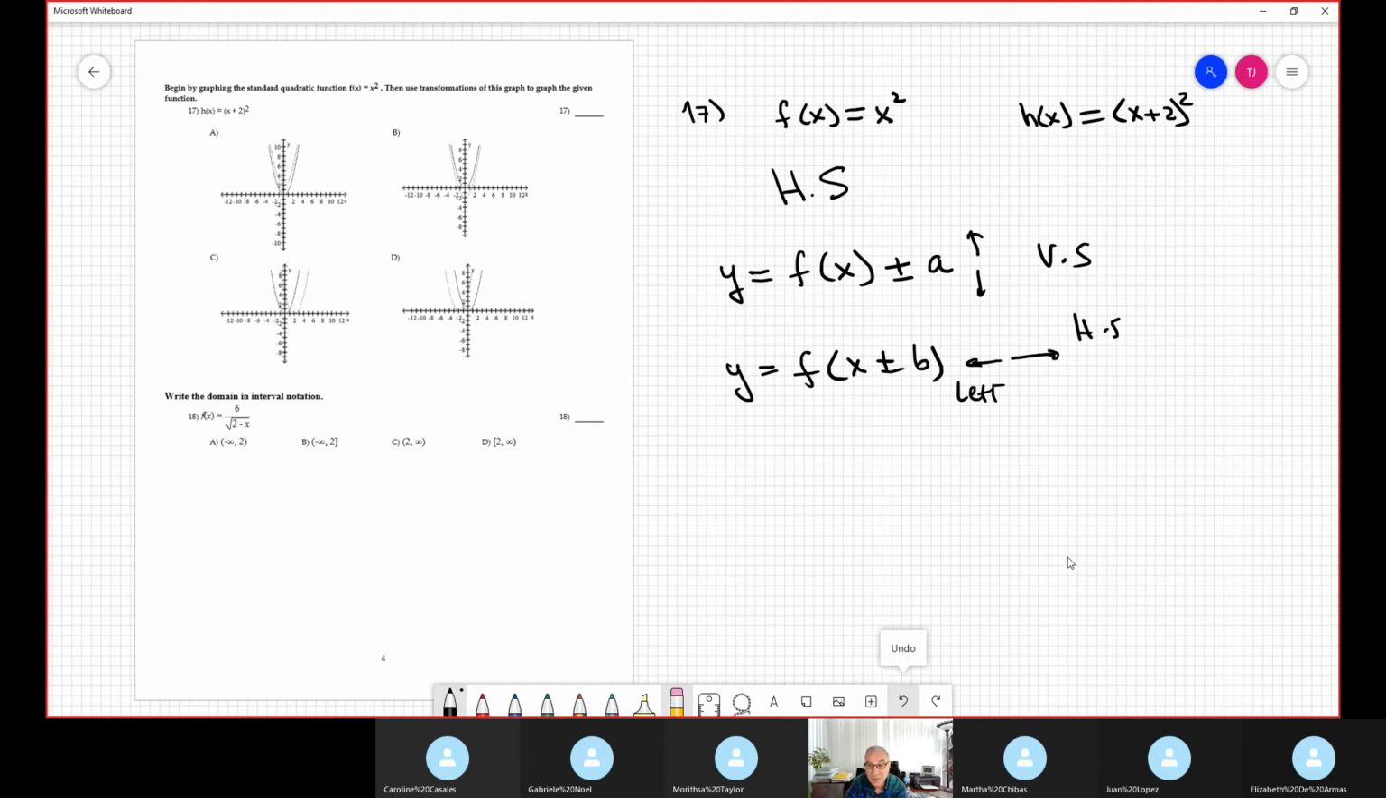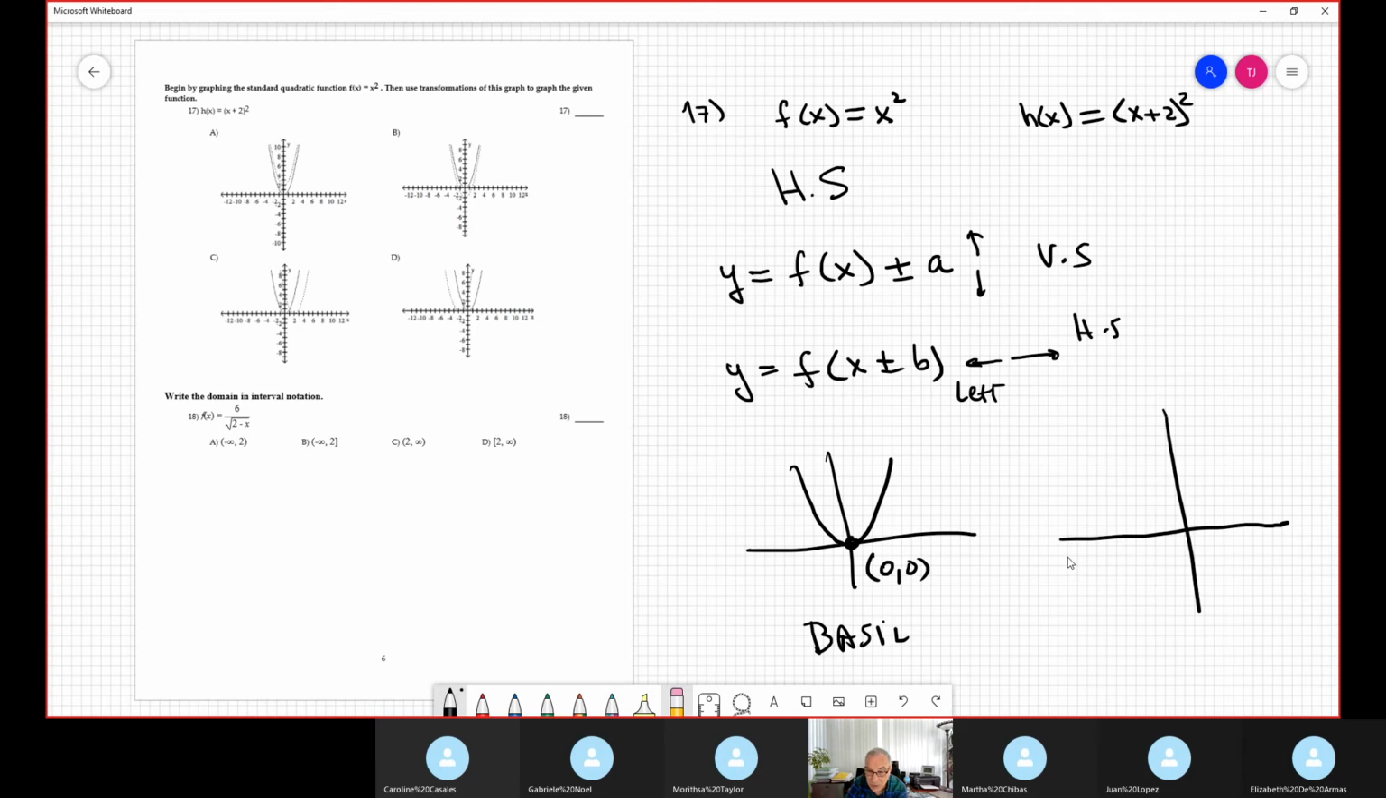Okay, then identification, my parabola, the original basic parabola, is something like that. The vertex is located at the point (0, 0). Now my new parabola, I suppose it's the same shape, but the vertex is located at -2 here, 0, no? Like that.